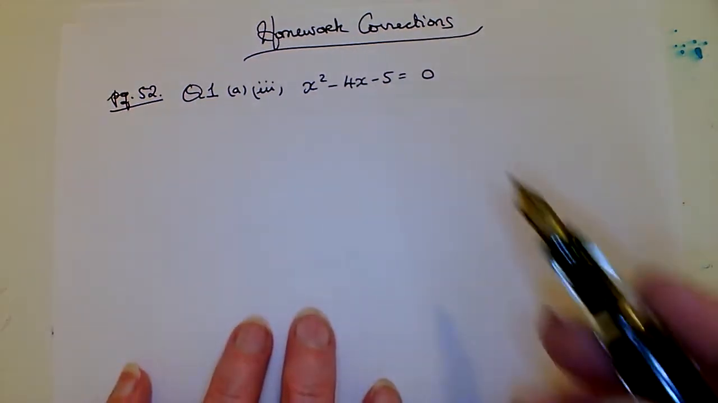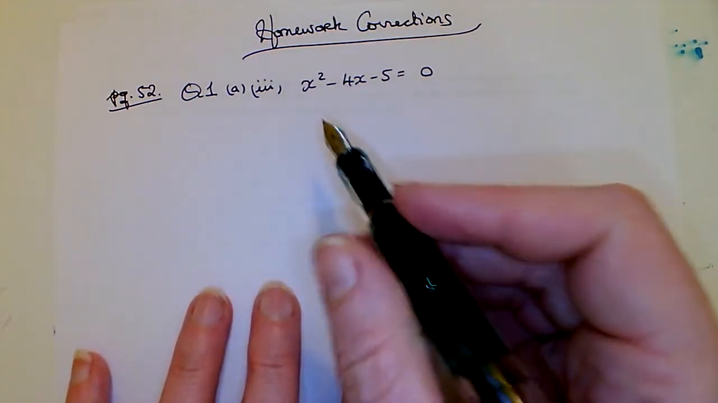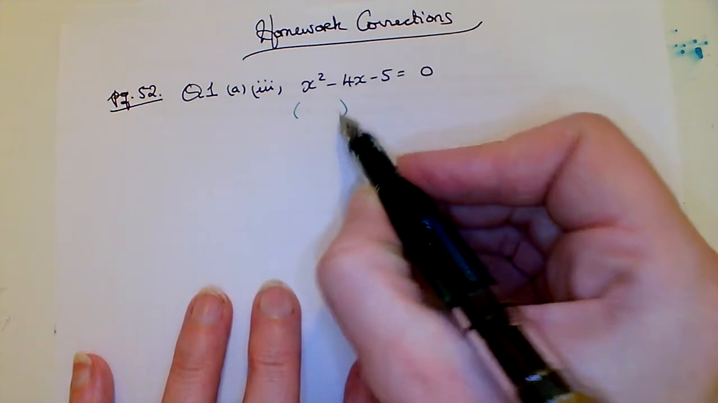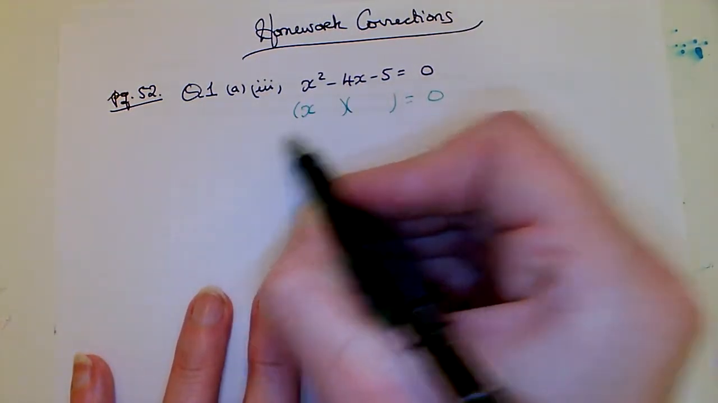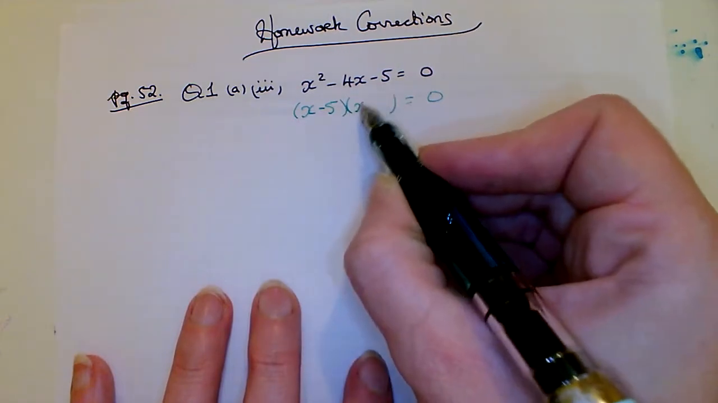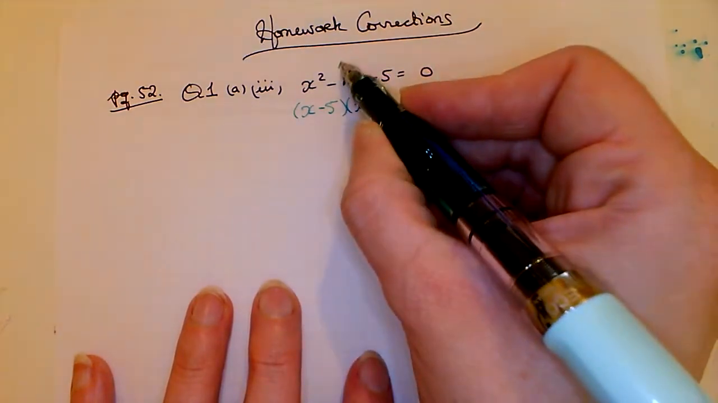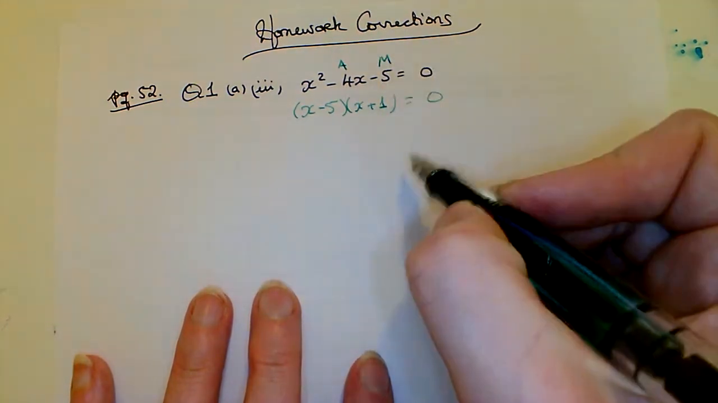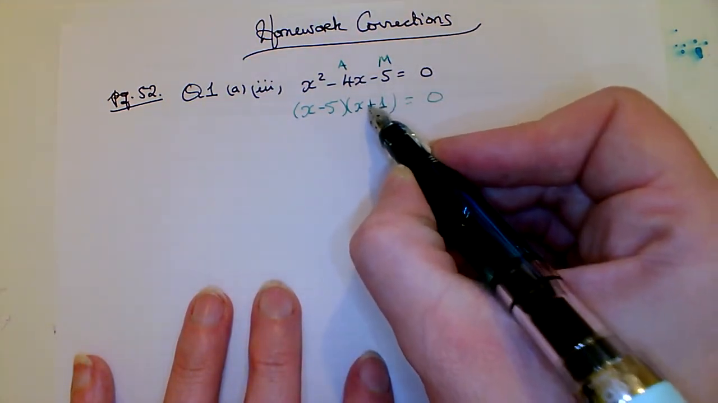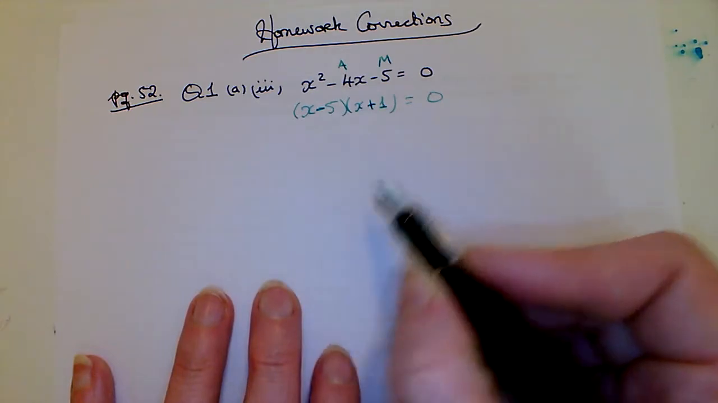And I'm just going to do part 3 of each of those. You were asked to solve these by factorizing. So the factors of this are x minus 5, x plus 1. That comes from two numbers that will add to give me a negative 4 and multiply to give me a negative 5. So I know the signs must be opposite.